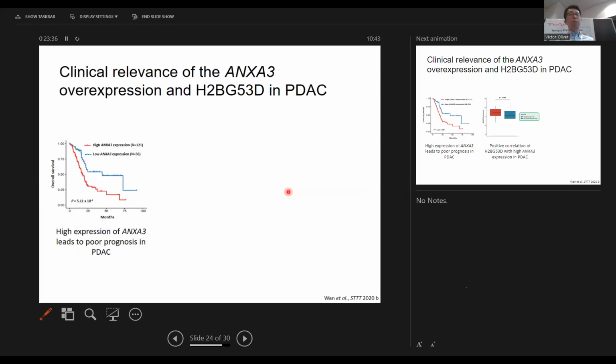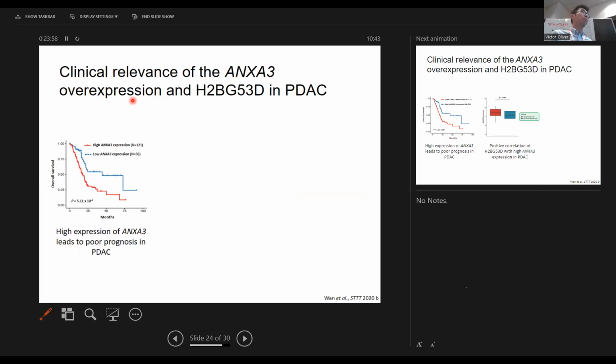So at the end, we would like to show some clinical relevance of the ANXA3 overexpression. We would go a little bit into mouse data with the mouse pancreatic metastasis. We have the knock-in mouse, and we are crossing the knock-in mouse with the PDX model. We don't have the result yet.